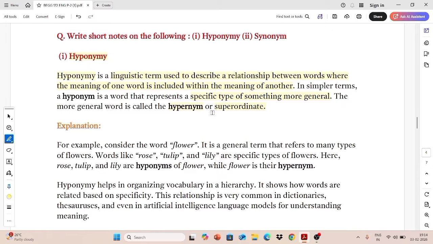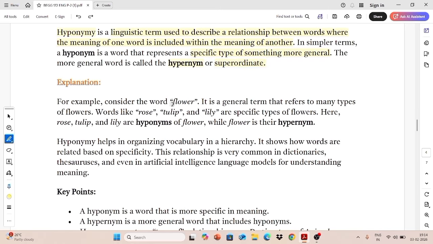A hyponym is a specific word, whereas a hypernym is a general word. So this much you have to remember. Example, consider the word flower. It is a general term that refers to many types of flowers, as we know. Words like rose, tulip, lily are specific types of flowers. Here, rose, tulip, lily are hyponyms, whereas flower is a hypernym.